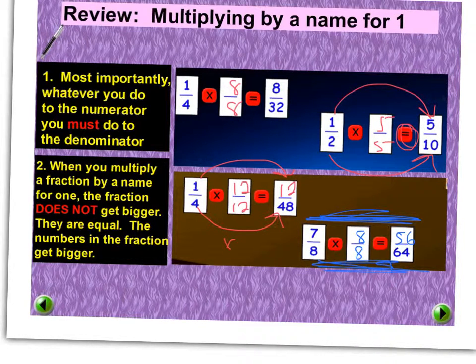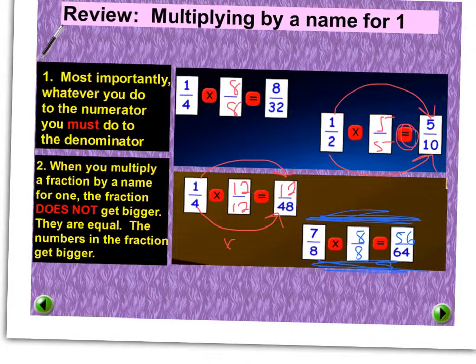We also looked at how we can go from 2 to 10 and 1 to 5, times 5. Here we did not have the 12, so we did 4 times what gives me 48? 4 times 12. We then knew that whatever you do to the bottom, you do to the top, and we multiplied 1 times 12 to get our equivalent fraction of 12/48. So 1/4 and 12/48 are equivalent.